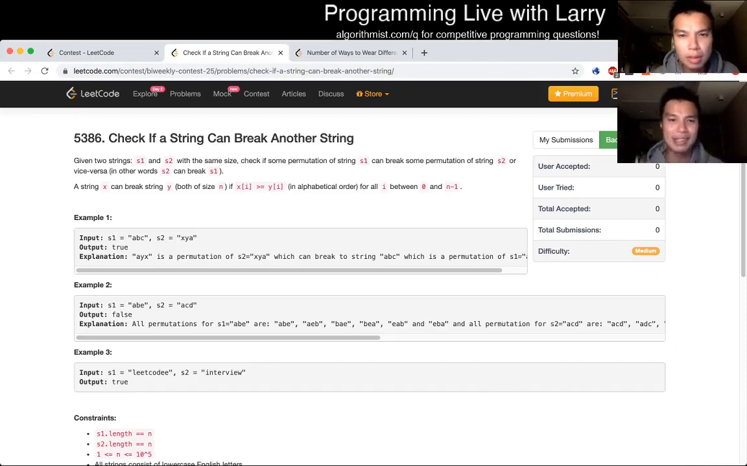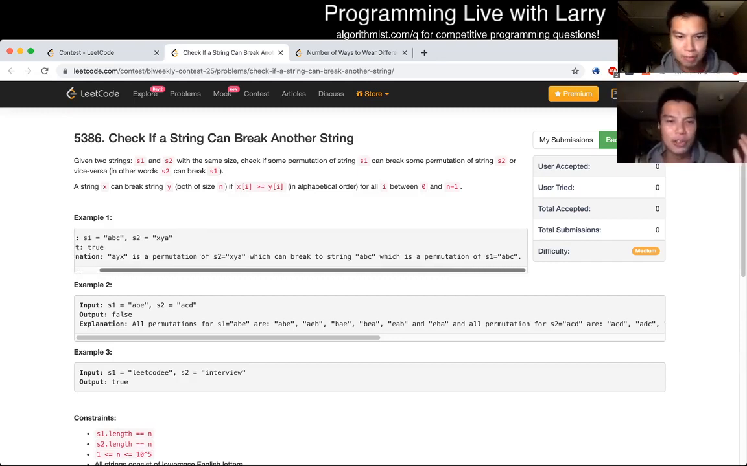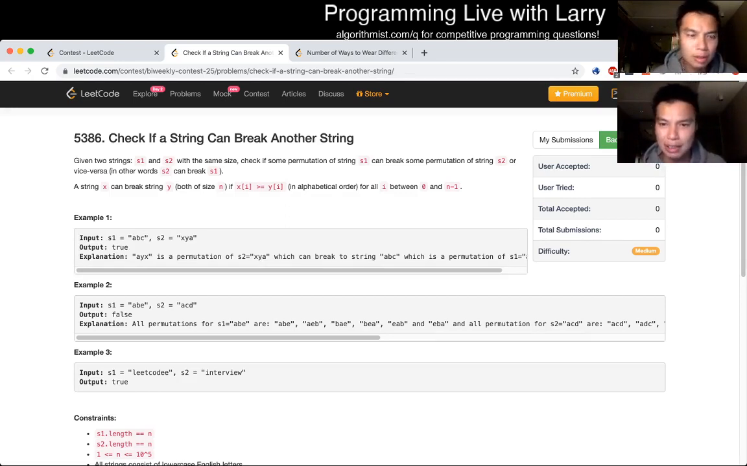Check if a string can break another string. Break is such a weird word. That was the problem I have with this problem. But basically, I think the word that I would use for this is dominate, which means that given two sets of orderings, one order dominates the other. If you match them up, one sequence is bigger than the other for all elements, and that's what break means. But I had to read this a few times because it was just a little confusing.